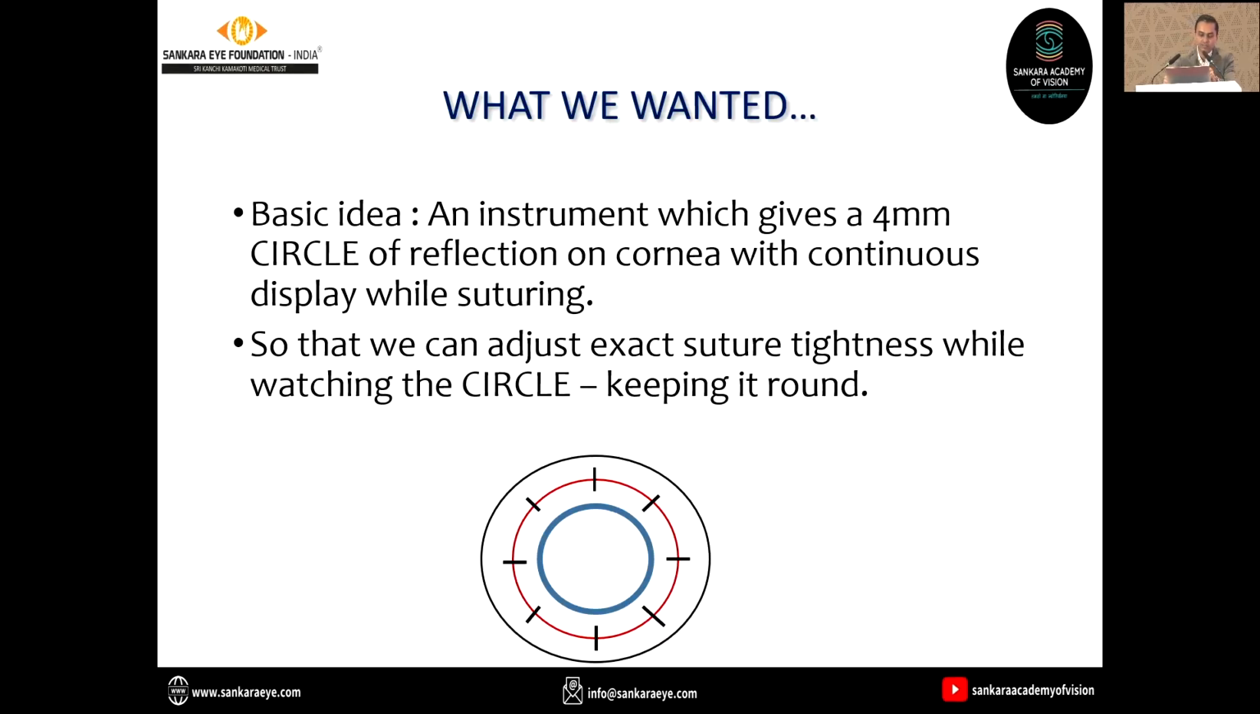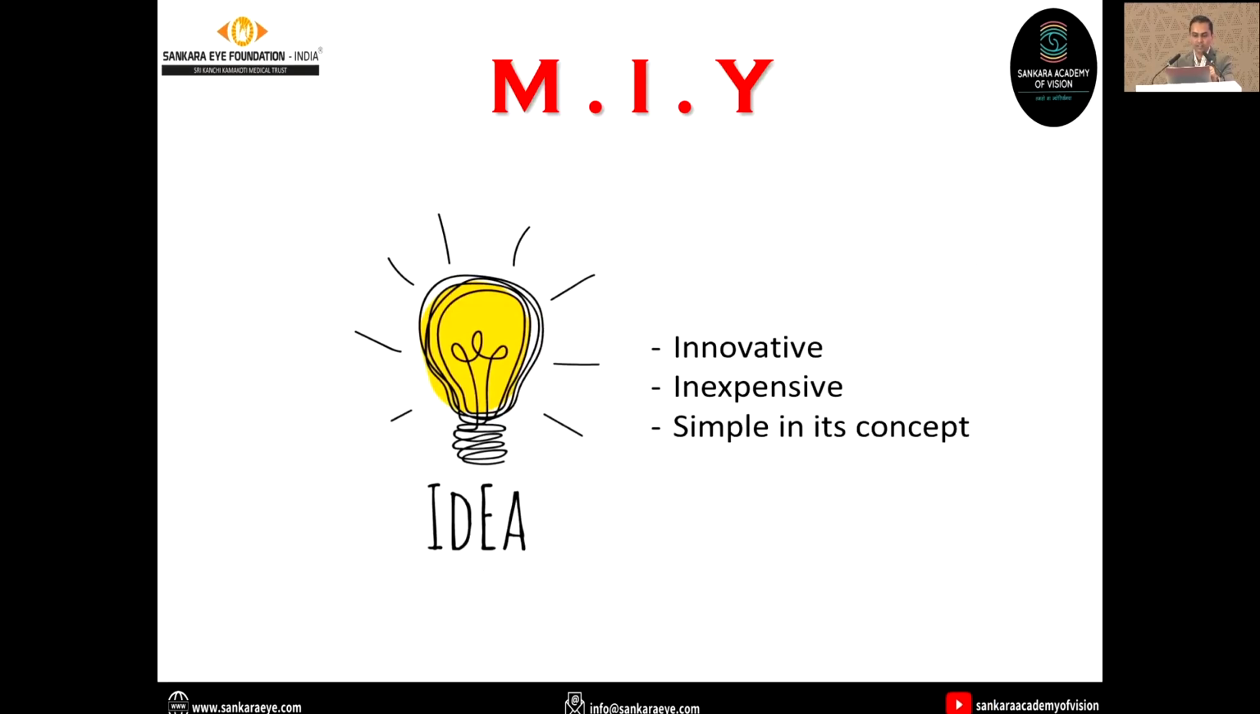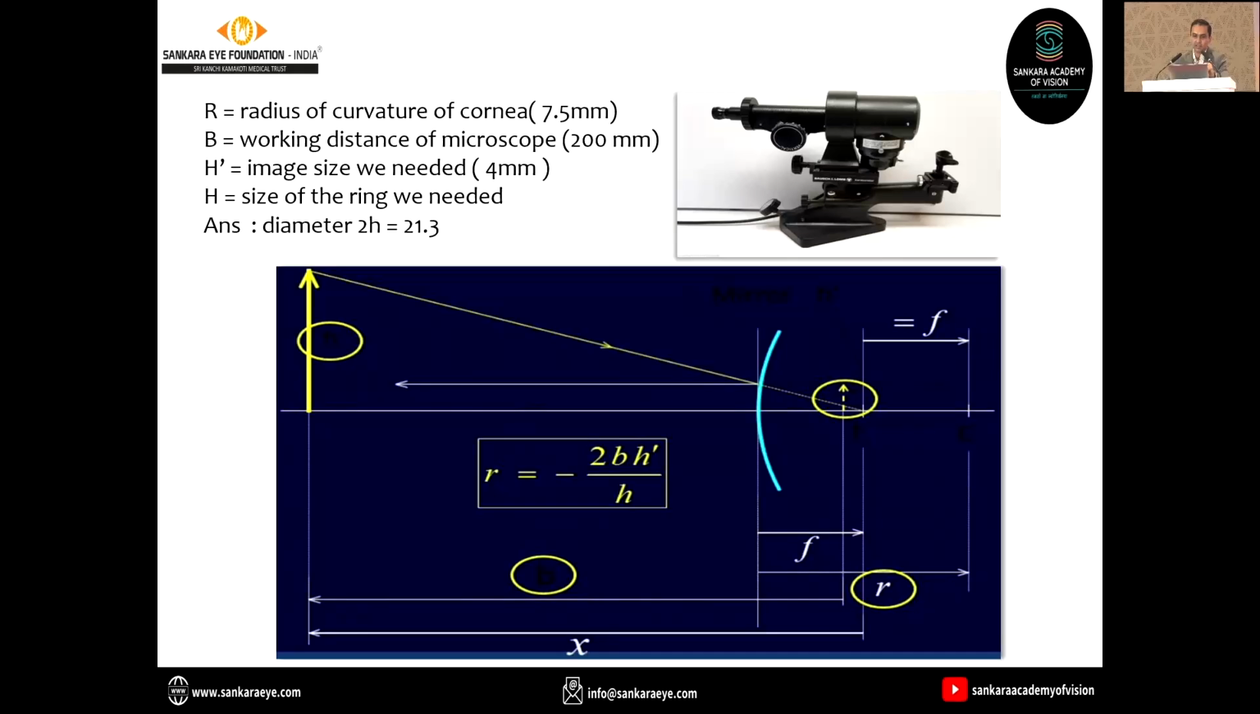In that context we thought of a ring which will be reflected on the cornea. Usually we take a graft of about 7.5 mm, so we would need a 4 mm ring image which will be reflected off the graft surface. The product has to be new, inexpensive, simple, replicable. For that we went back to the Bausch and Lomb keratometer formula, wherein R is the radius of curvature of the cornea, which is the graft.